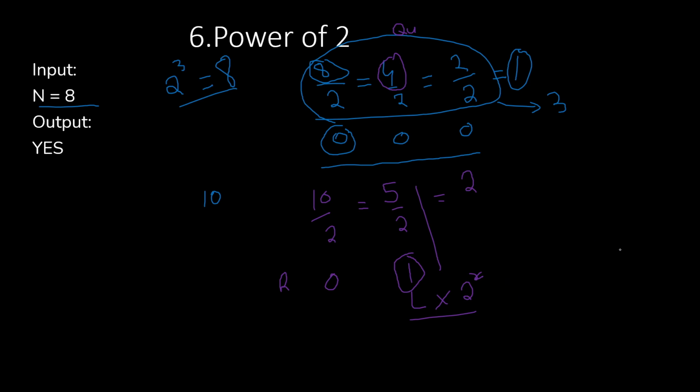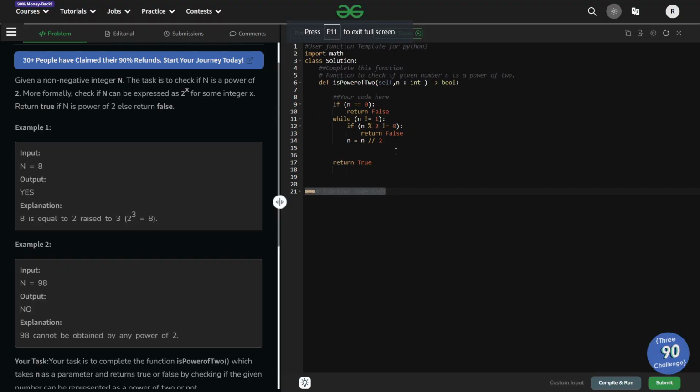Let's go to the coding section and have a quick look at the code. I hope you have understood the concept. Now we are on the Geek for Geeks website. Here you can see that we are constantly dividing by two and keeping the remainder value in check always. While we are dividing, we are also keeping a check of the remainder. Here we are doing this till n is not equal to 1. We will repeat this process till n becomes 1.